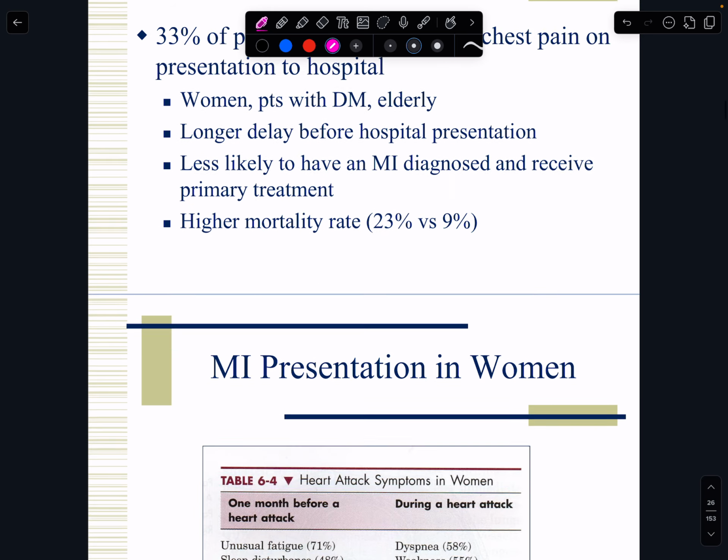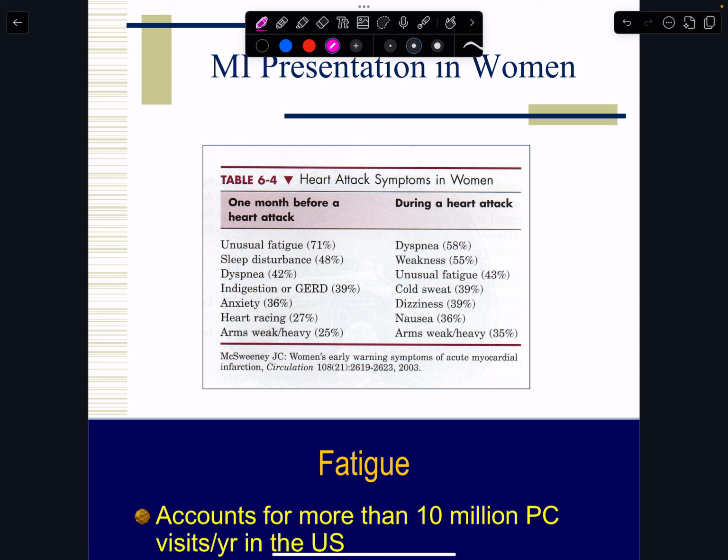A couple other interesting studies have looked at this during a heart attack. This looks at symptoms that women have 1 month before and then during a heart attack. If you look at those symptoms on the right, you don't see pain up there. You may see shortness of breath, weakness, fatigue, dizziness, all these other symptoms that can probably be explained by something else. But if you go over to the left, we call them prodromal symptoms 1 month before. The two big ones are fatigue and difficulty sleeping. Those are the two big symptoms that occur 1 month before these folks have this massive MI.